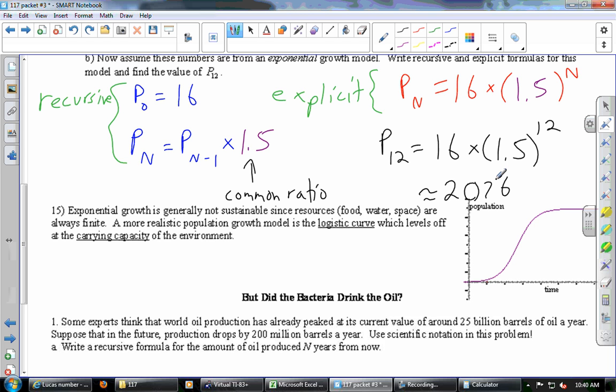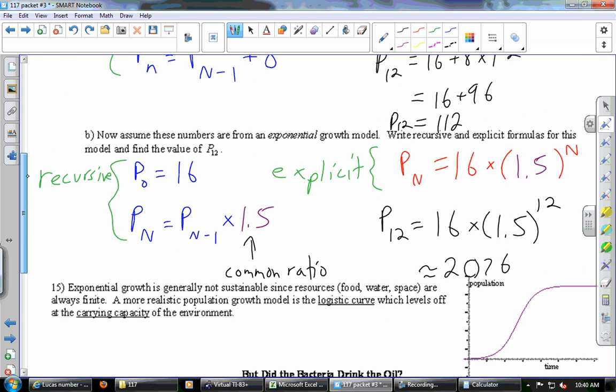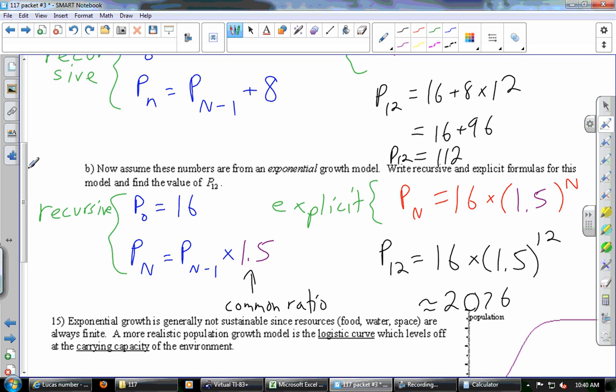Okay, so here's a question. How much is P12 in the linear version? It was 112. How much was P12 in the exponential version? 2076. Should they be the same? Should we be concerned that we didn't get the same number? The answer is, yeah, it's different.